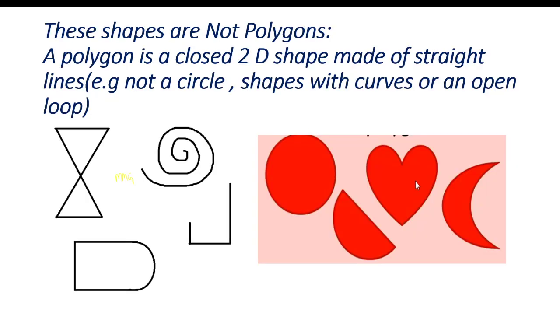Now these shapes are not polygons. Why these shapes are not polygons? Children, note that a circle is not a polygon because it is not made up of line segments. Now here you can see this moon. Please first see this picture. This moon, here you can see curved surface. So this one is not polygon because it is not made up of line segment. This is also not a polygon because it is not made up of line segment.